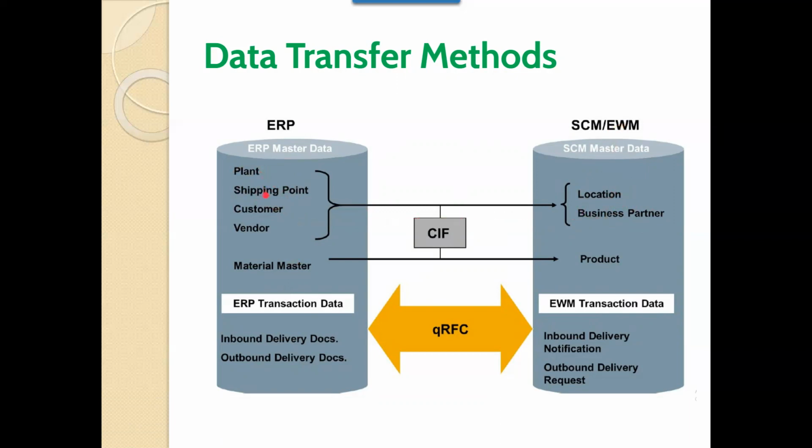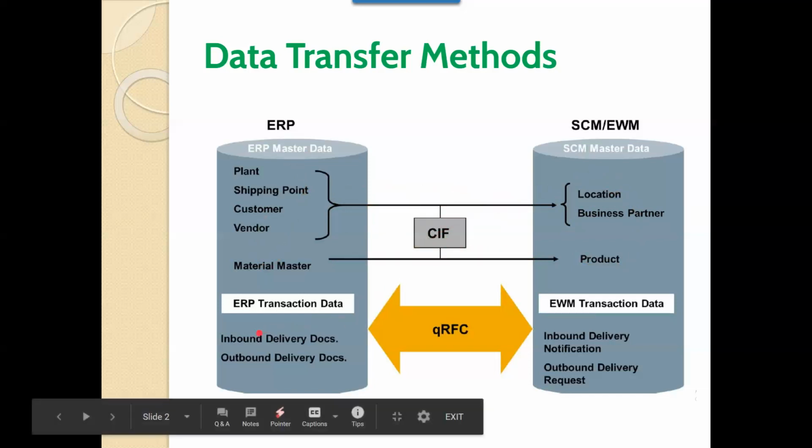So plant, shipping point, customer, vendor, material, all these are coming from ERP to EWM. This is only one way, through SIF, the core interface. And transactional data will be through QRFC. That means inbound delivery and outbound delivery, whichever is created in the ERP system, that is our SAP or any other system, those are coming through QRFC or IDOC, whatever it is.